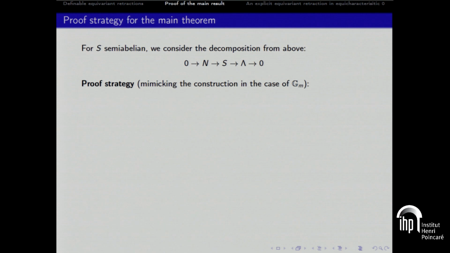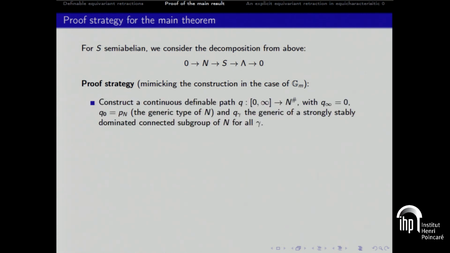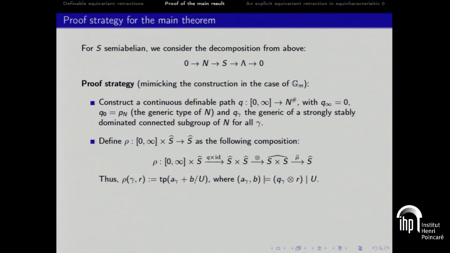And what is the proof strategy? We just want to mimic what we did in GM. So we first want to find a continuous path from zero, now that I write it additively, from the zero of our group to the generic of the group. Pn is the generic of the group. I want to find a continuous path along generic types of subgroups, like in O plus, where you can go from 0 to the generic of O along generics of definable subgroups in a continuous way. And then once we have this, we just do the convolution thing.